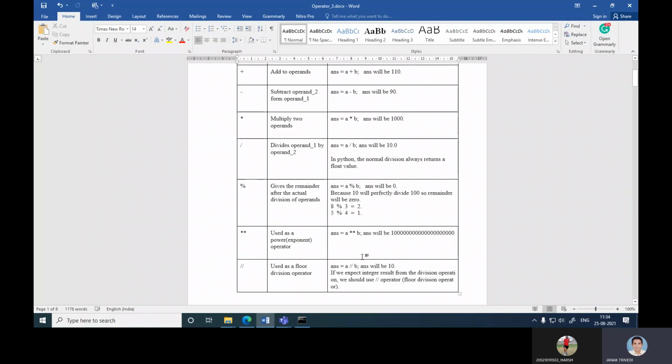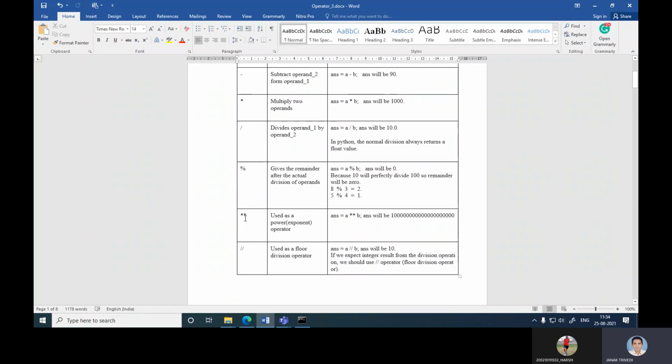Then for the power, use the exponent operator, like A power of B, that is this much value because 100 to the power of 10. Then use the floor division operator, like A floor division B, and the answer will be 10. So if we want an integer result from the division operation, we should use this floor division operator. Earlier, in the division operation, it was a float value. In this operation, it is an integer value.